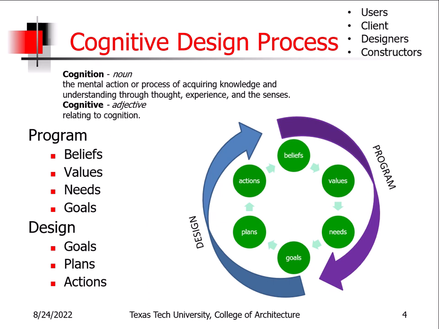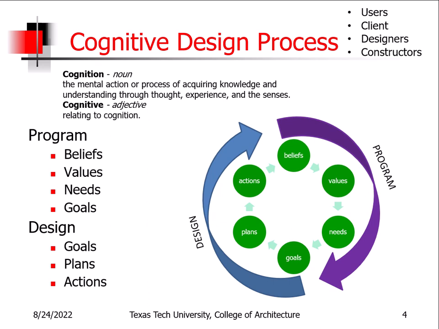So let's talk about the cognitive design process. So we have our four primary stakeholders: users, clients, designers, and constructors. And the cognitive design process, well, what is cognition? It's the mental action or process of acquiring knowledge and understanding through thought, experience, and the senses. Okay?